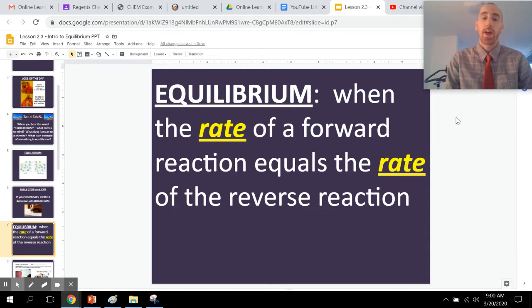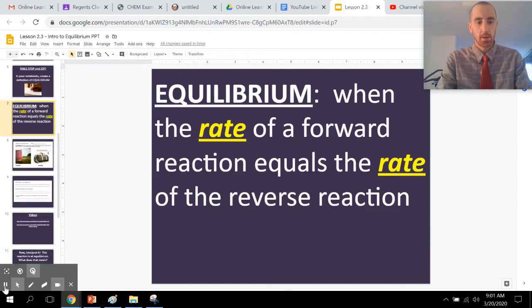In other words, when the speed at which the reaction goes from reactants to products equals the rate or the speed at which products are turning back into reactants. Okay, it's as simple as that. And we're going to talk about what that means. So take a minute, I'll pause the video, copy that definition down. Okay, welcome back. Hopefully you copied that down.